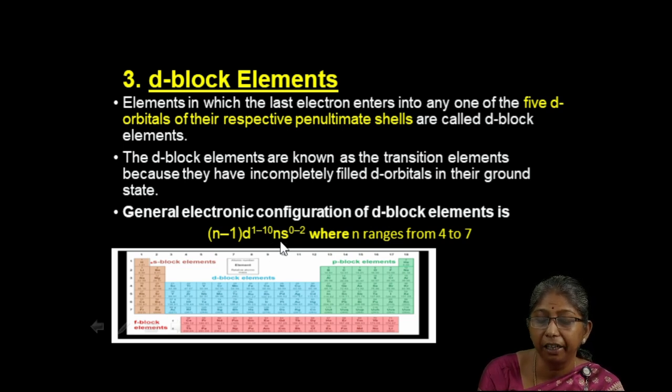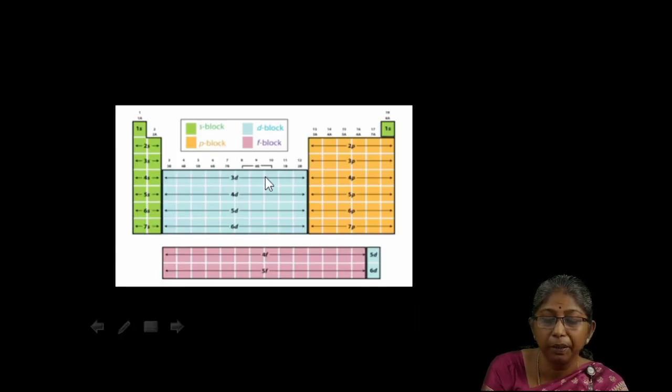Here the value of n ranges from 4 to 7. You can see here, this one will be the 3d series, because the last orbit will be the nth, that is the 4th orbit, but the electrons are being filled in the third shell, so it comes under the 3d series. This is called the 4d series, this is the 5d, and this is the 6d series.